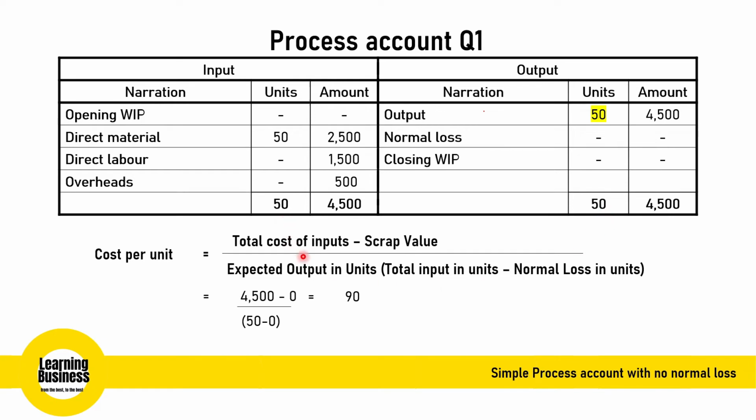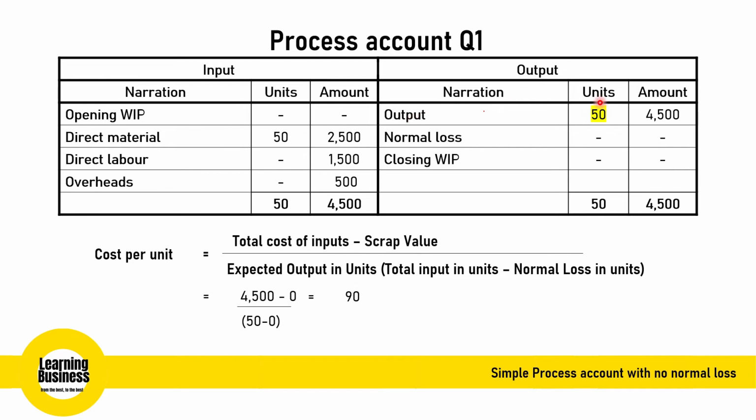The moment your units column matches, next you will sum the amount column on your left hand side, so you will find the total cost of inputs. The addition of all these three is 4500. Let's assume the units column doesn't tally. You cannot write the amount here directly, which means there can be an abnormal loss or abnormal gain. When we move along, you will learn that as well. But for now, because the units column tallies, you can directly mention the total cost of input over here.